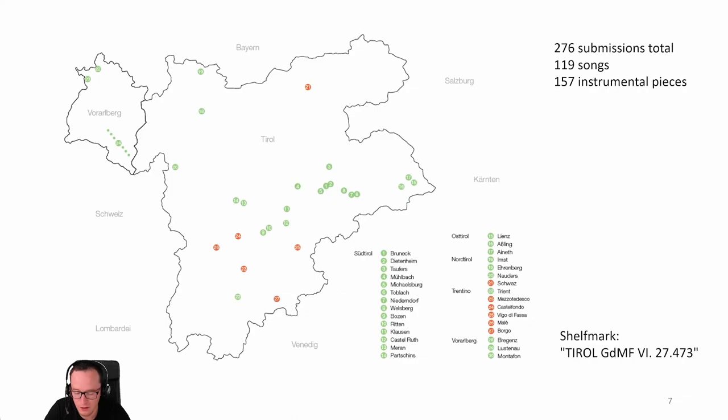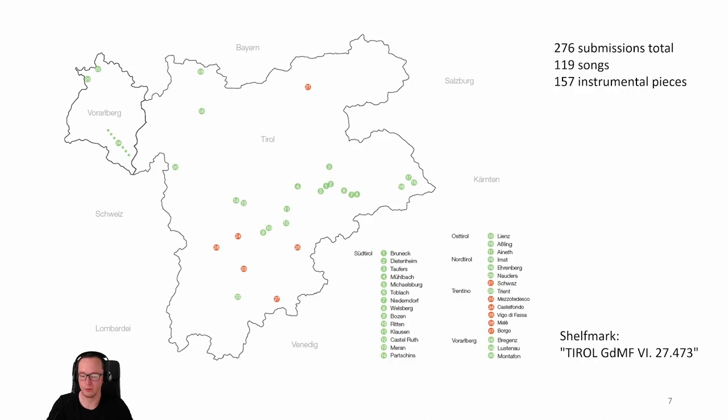In the following illustration, the places from which songs and pieces have been preserved are shown in green. The order is based on the listing in the catalogue of Deutsch and Hofer from 1969. Songs and instrumental music pieces were sent in from the following places: Bruneck, Dietenheim, Taufers, Mühlbach, Michaelsburg, Doblach, Niederndorf, Belsberg, Bozen, Ritten, Klausen, Kastelruth, Meran, Bad Schins, Lienz, Assling, Einet, Imst, Ehrenberg, Nauders, Trient, Bregenz, Lustenau and Montafon.